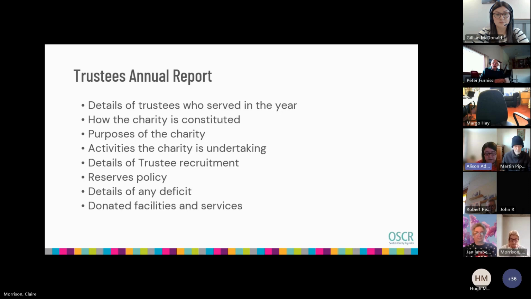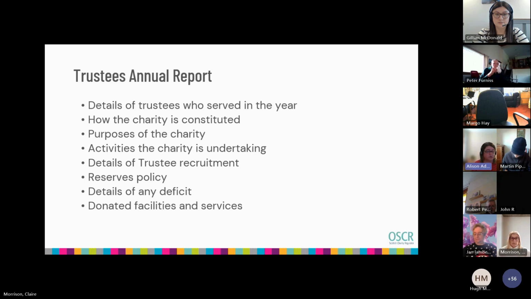The report should contain details of how the charity is constituted. For example, is it a SCIO, a trust, or an unincorporated association, and include the organisational structure and details of any relationships to any other bodies, such as an affiliation with an umbrella group. The report should contain details about the purposes of the charity, as set out in its governing document, and there should be a summary of the main activities and achievements of the charity in the financial year.